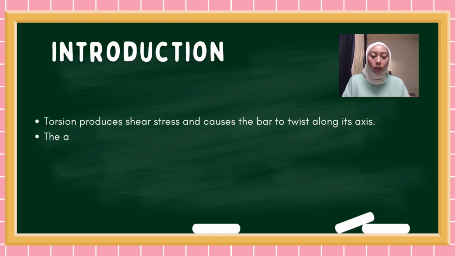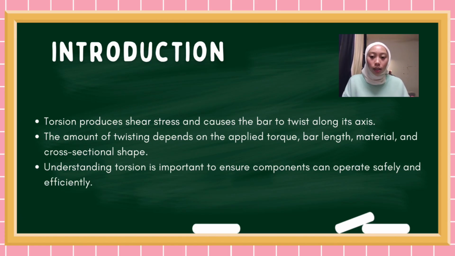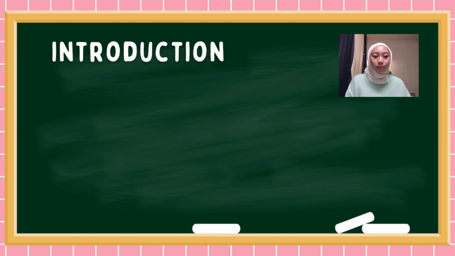Torsion produces shear stress and causes the bar to twist along its axis. The amount of twisting depends on the applied torque, bar length, material, and cross-sectional shape. We need to understand torsion because it is important to ensure components can operate safely and efficiently.